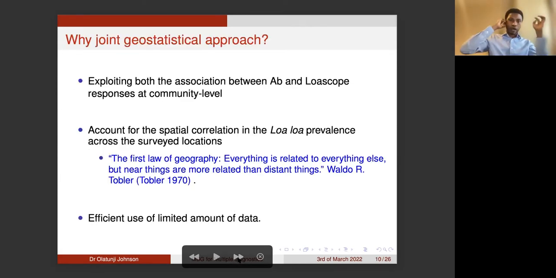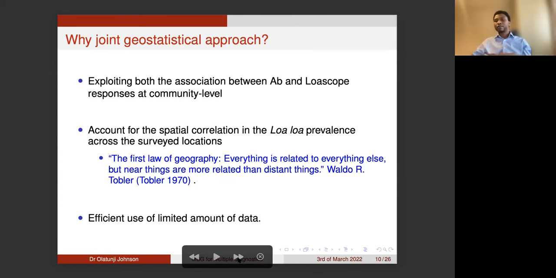So let me quickly talk about why the geostatistical approach. Why is our framework useful in this setting, and how are we going to use it? Our approach allows us to capture or explore the relationship between multiple outcomes. I said we have the antibody, which I denote as AB, and then we have the Loa loa data. So we can explore the association between these two variables in our model.